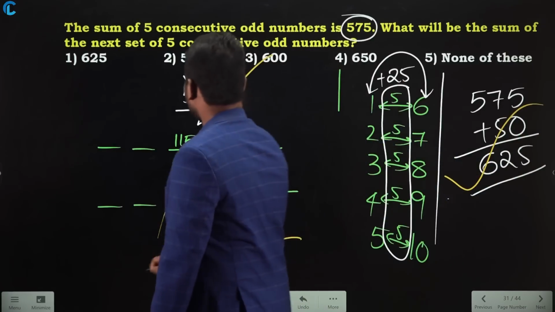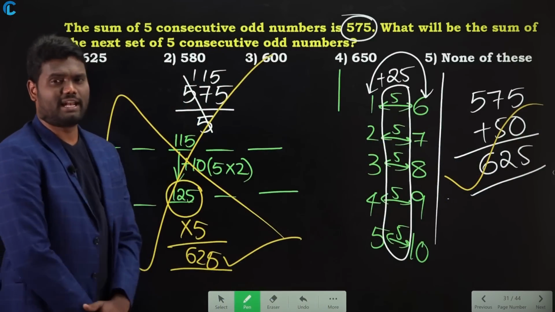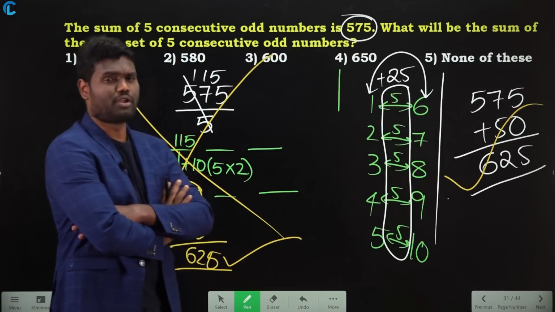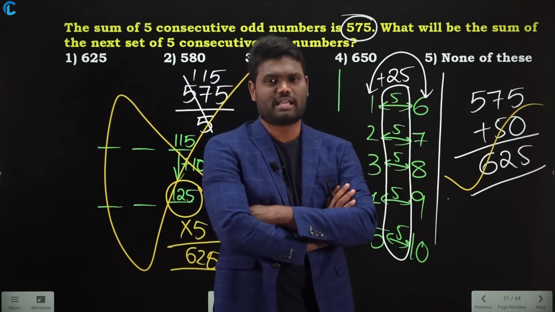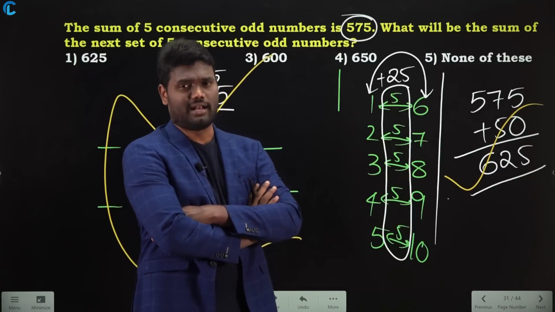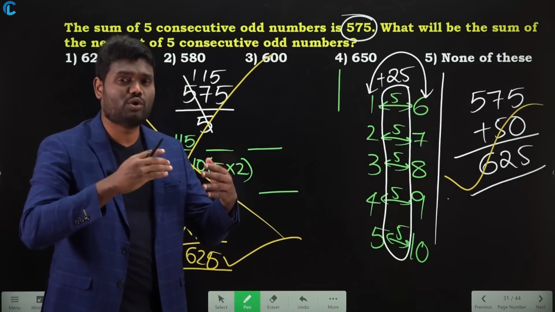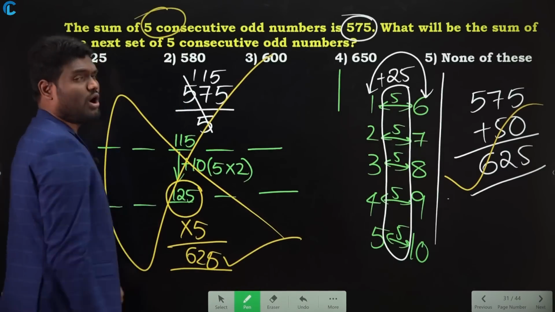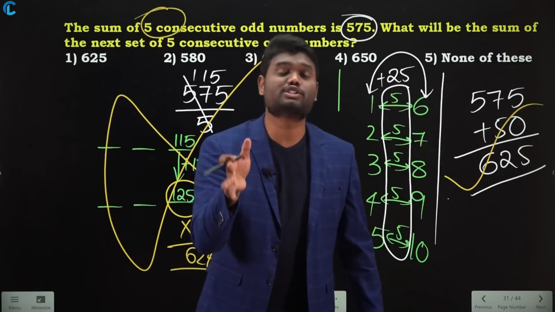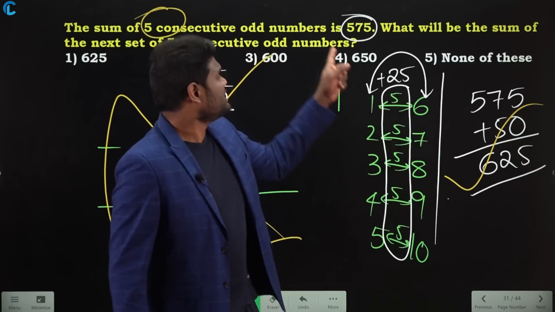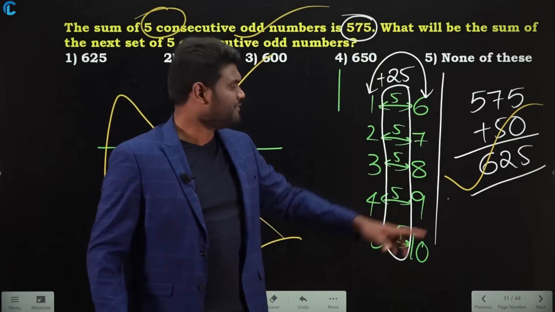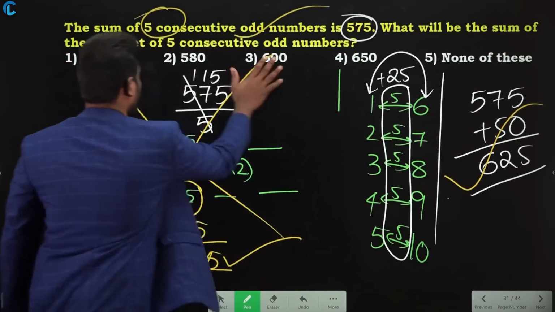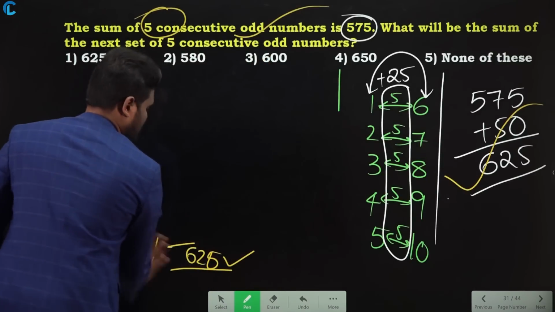So instead of doing all this calculation, whenever you have questions in this way, with odd numbers or even numbers, and they are asking you to calculate, simply square it and then double it. As you have 5 consecutive odd numbers, 5 square is 25, and as it is odd numbers, you need to double it. 25 double is 50. Directly add 575 plus 50, the answer will be 625. So that is an example if the question is in this way. Let us look at one more question.